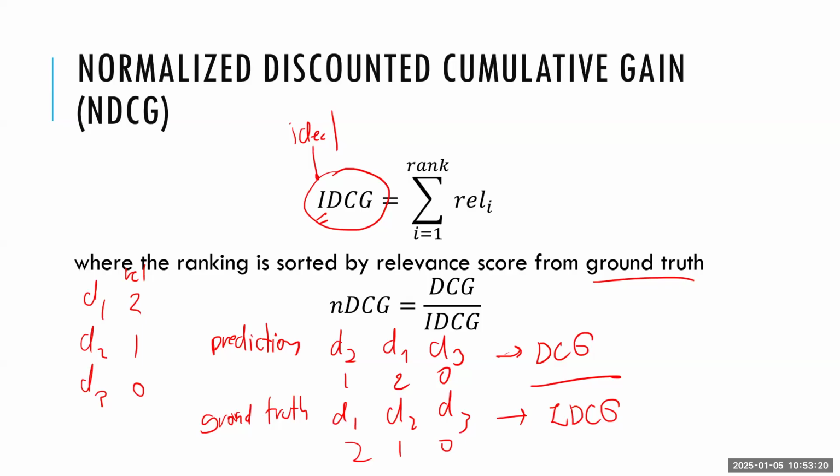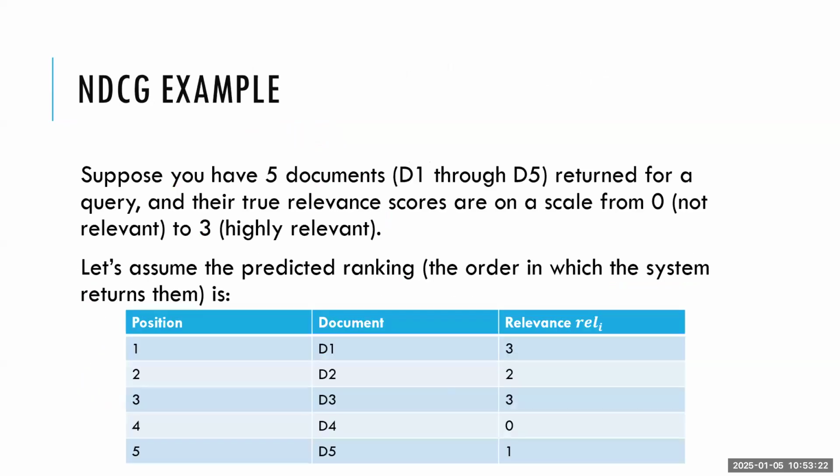So let's then look at some examples. It might be easier to look at this example. So I have 5 documents, from D1 to D5. I have relevant scores from 0 to 3. And my algorithm, my model, returns this ranking. And then you have the relevant scores of 3, 2, 3, 0, 1.